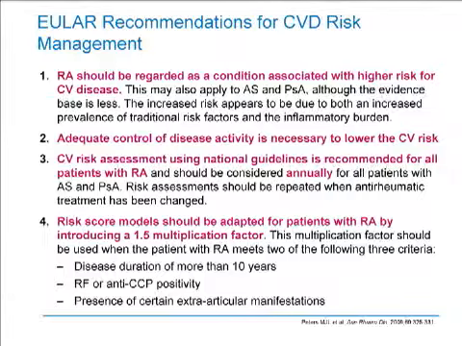So RA should be regarded as a condition associated with higher risk. Adequate control of disease activity is necessary to lower this risk. And it is recommended that national guidelines be used for cardiovascular risk assessment for patients with RA. And interestingly, just putting your attention to number 4, it looks like the risk score model should be adapted, meaning that a multiplication factor should be used when patients with RA meet 2 of the following 3 criteria: disease duration of more than 10 years, rheumatoid factor or CCP positivity, or presence of extra-articular manifestations.